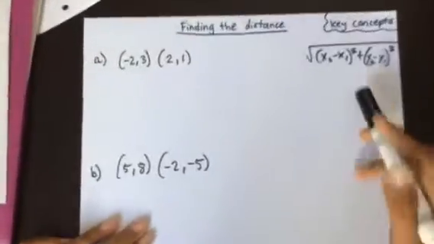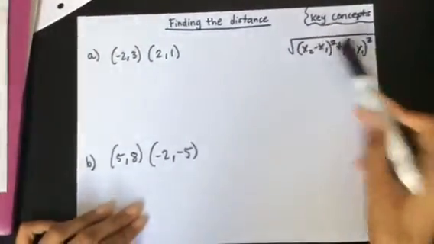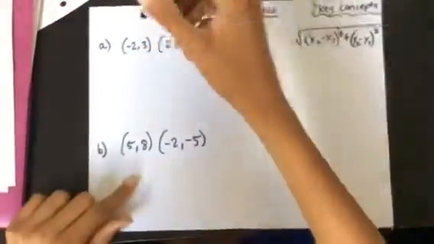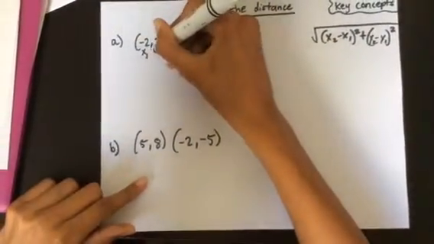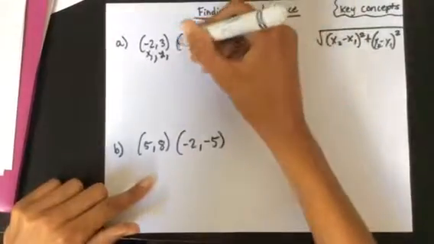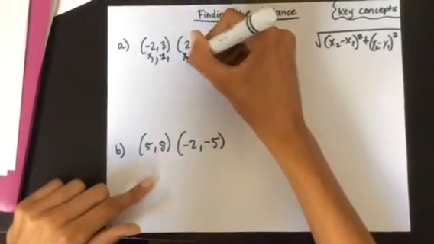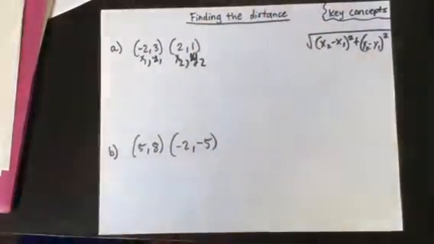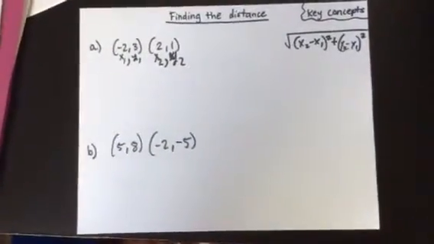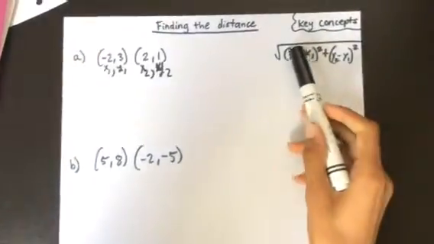So, what do this x2 and all these things mean? Well, the first coordinate that you have will be known as x1 and y1. Your other one would be x2 and y2. Okay? So now from this, what you're going to do is find x sub 2.